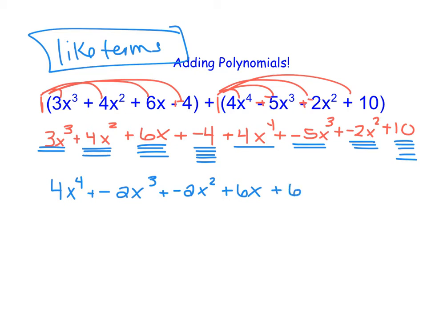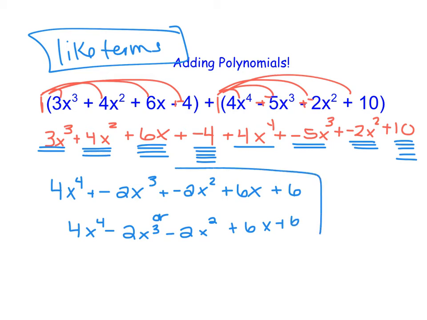Now if you don't like the plus negative part, the other way this could be written is 4x to the 4th minus 2x cubed minus 2x squared plus 6x plus 6.